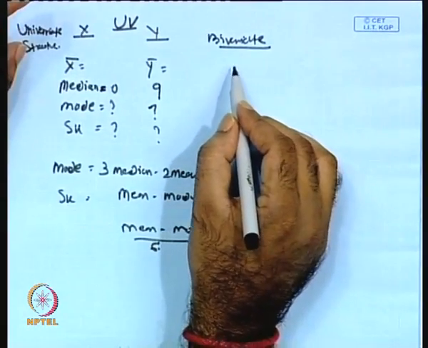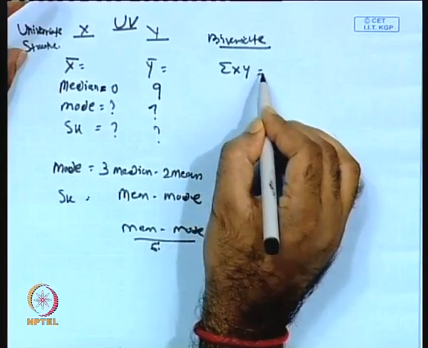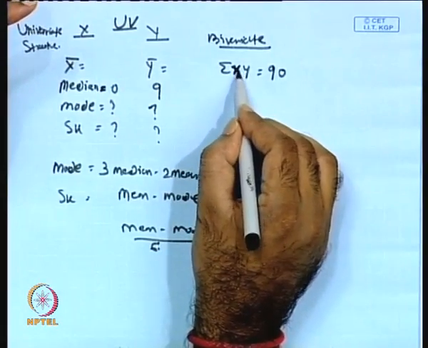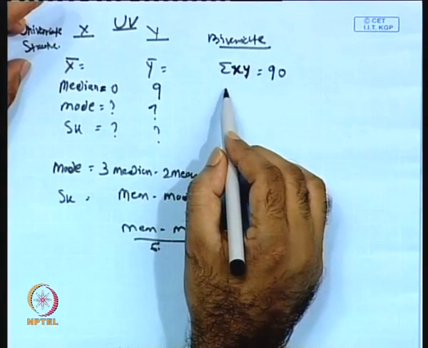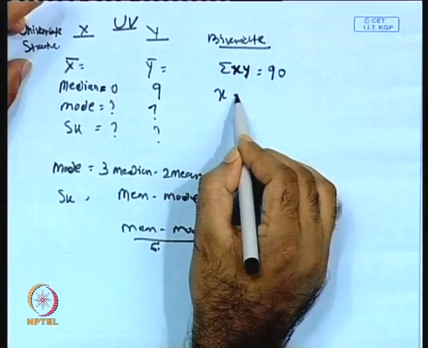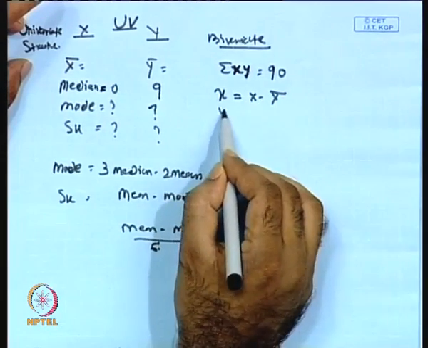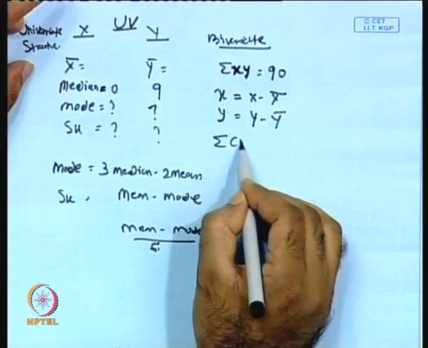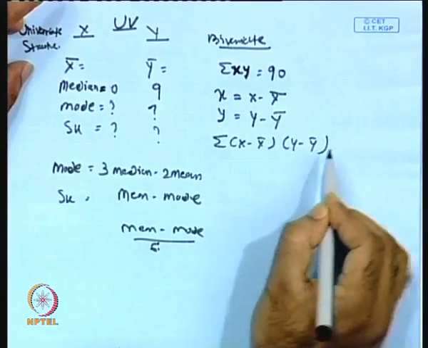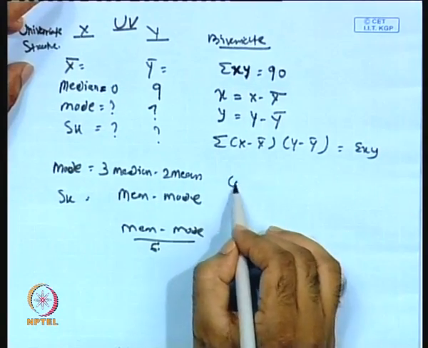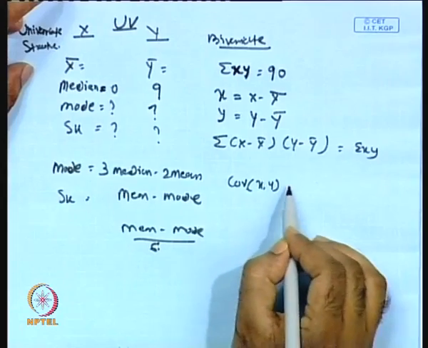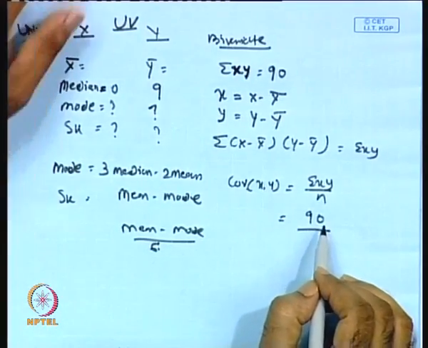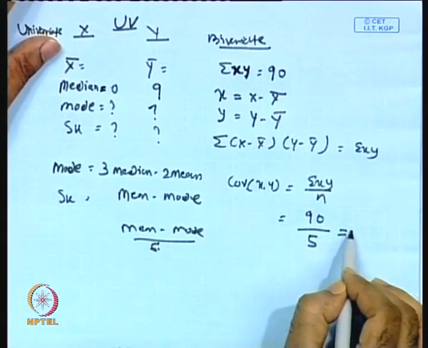Coming to the bivariate structures, we need to know what is summation xy. Summation xy is here 90. This summation xy is small xy, not capital XY. I would like to clarify one thing here: x is a deviation which represents x minus x bar, and y is also a deviation which represents y minus y bar. So, the sum of x minus x bar into y minus y bar is nothing but summation xy. Now covariance of x and y represents summation xy by n. That is nothing but 90 divided by the number of observations, which is 5, which is nothing but equal to 10.